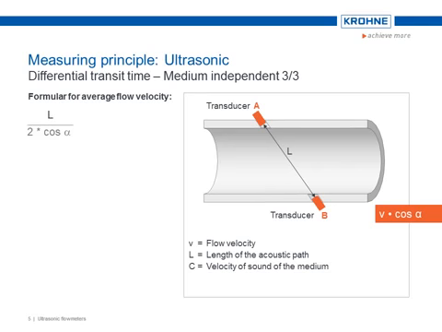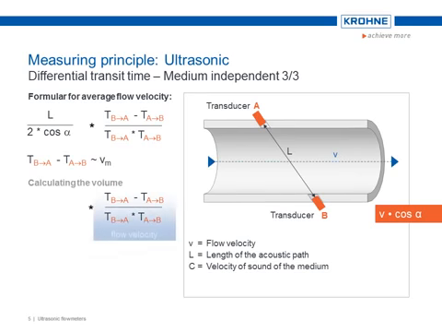The length of the acoustic path divided by 2 times the cosine of alpha multiplied by the result of dividing the difference between the two transit times by the product of the two transit times. Equations 2 and 3 combined result in the formula path length divided by 2 cos alpha multiplied by the transit time. This represents the average flow velocity. When multiplying the average flow velocity with the cross-section of the pipe, we get the flow rate Q.